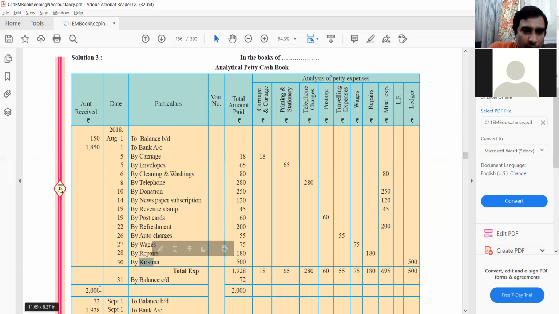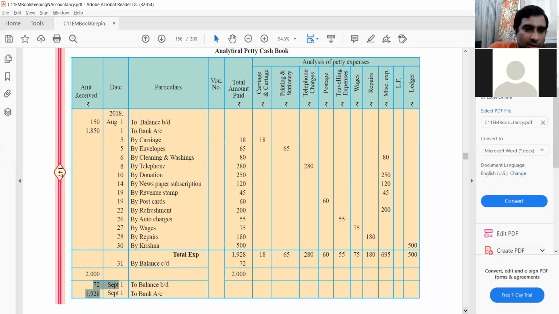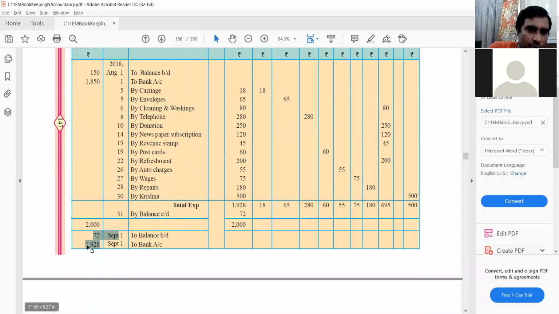In the same way, this is the total of this column here, 2000, 2000. So by cash carried forward, 72, 72. Okay, so I'll also quickly explain why this 1928 comes over here by two banks.